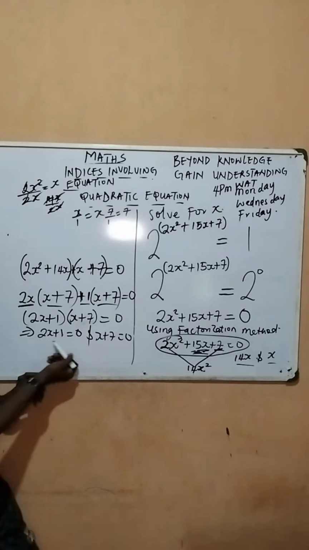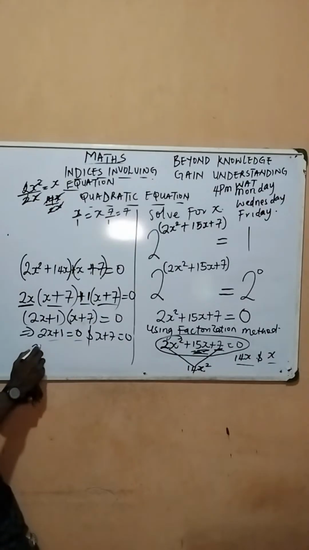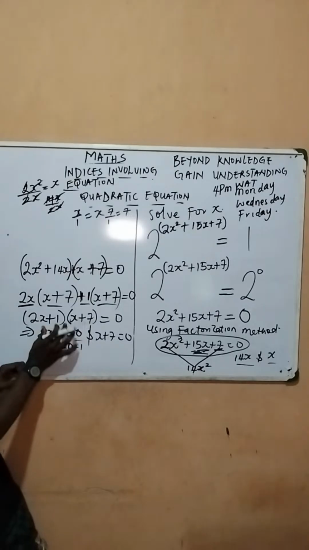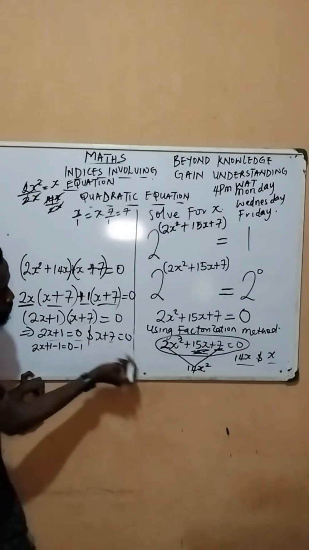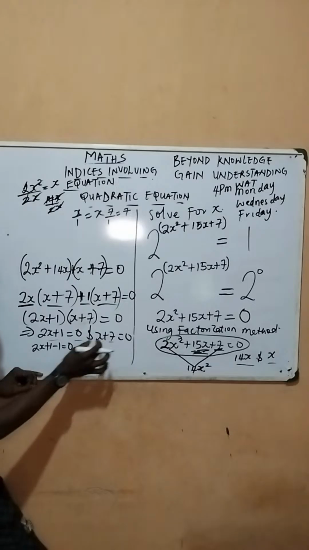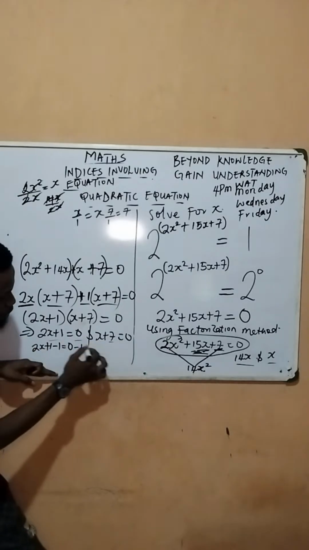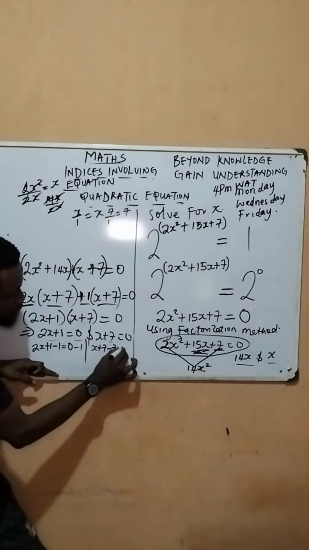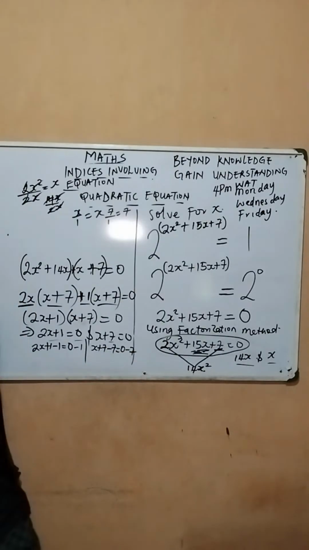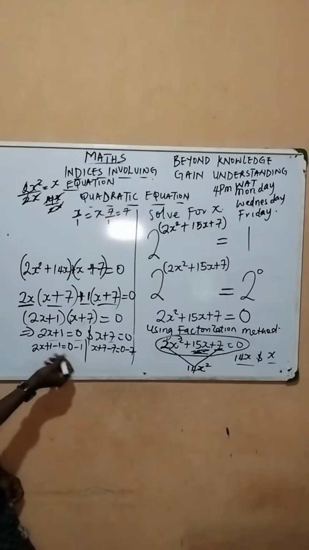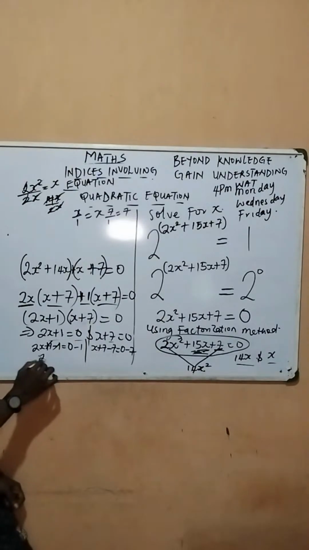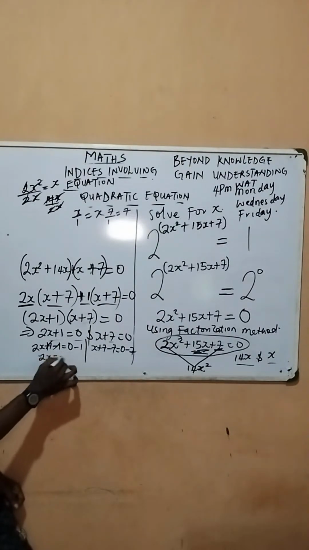If we subtract 1 from this side and this side, it's going to be 2x + 1 - 1 equals 0 - 1 for this part. And in here, we subtract 7 from both sides just to make x the subject of the formula. If we subtract 7 from both sides, it's going to be x + 7 - 7 equals 0 - 7. That's what we're having here. And if we go ahead to do that, this +1 will cancel the -1. And what you're left with is 2x equals 0 - 1, which gives us -1.